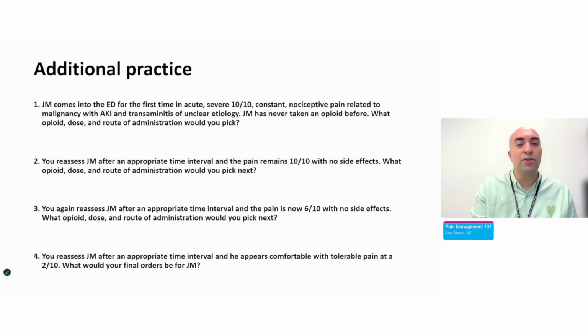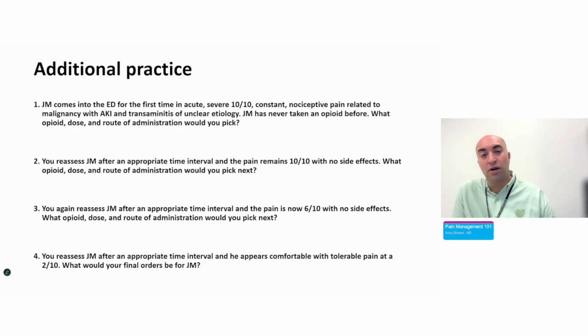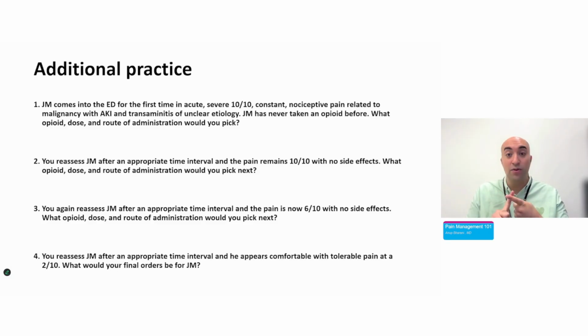So let's walk through JM one more time to see, in this case, let's say he comes to the ED for the first time in acute severe 10 out of 10 pain. It's constant, nociceptive. He has an AKI, transaminitis. He's never taken an opioid before. And so what would you start with based on the fact that he has end organ function, he's opioid naive, he's in an emergency room, and has acute severe pain? Take 5 seconds to think about that.